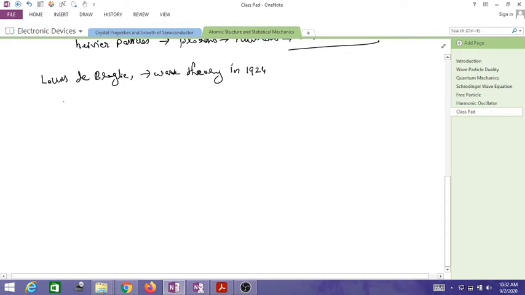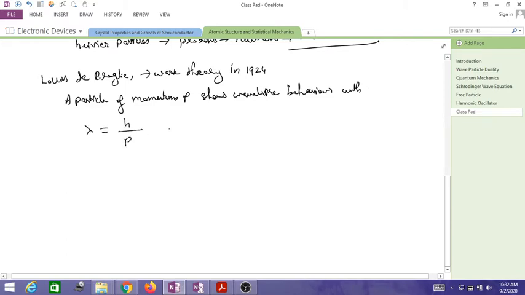So what did he suggest? He suggested that a particle of momentum p shows wave-like behavior with the wavelength lambda equal to h by p, and this can also be written as lambda equal to h by m v.